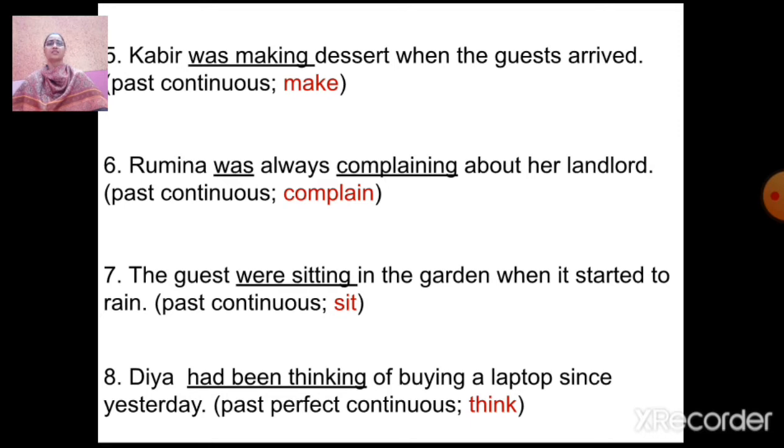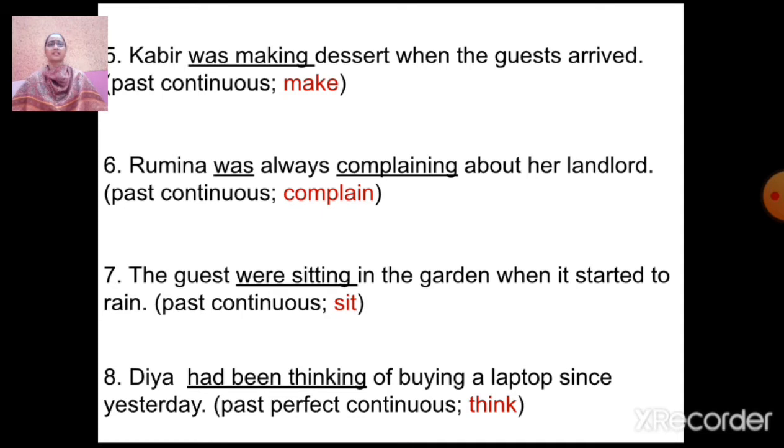Then the next is, Rumina dash always dash about her landlord. Now again we need to complete this with past continuous and the verb given is complain. So the answer is, Rumina was always complaining about her landlord. Then the next is, the guests dash in the garden when it started to rain. Now again we need to complete here with past continuous and the verb given is sit. So the answer is the guests were sitting in the garden when it started to rain.